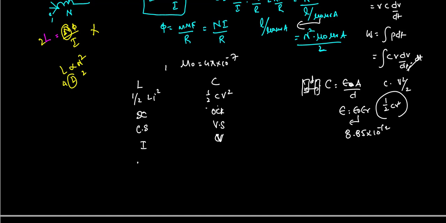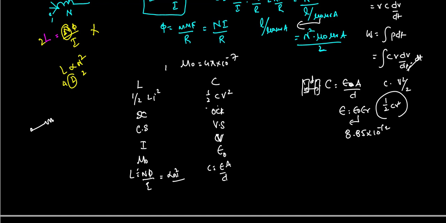Here permeability will come, and here permittivity will come. So L equals N phi by I and capacitance equals epsilon A by d. Here, not only N phi by I, it is proportional to N square. This we have to remember.